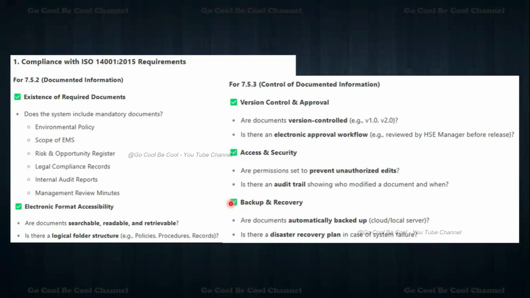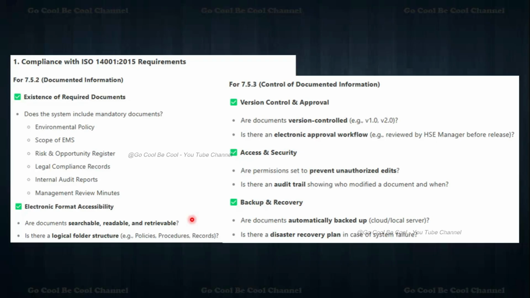Here we can say: compliance with ISO 14001 requirements, 7.5.2 documented information, existence of the required documents. Does the system include the mandatory documents? What are the documents we have? Electronic format accessibility: are documents reachable, readable, and retrievable? Data retrieval is supposed to be there to capture all this information on time.